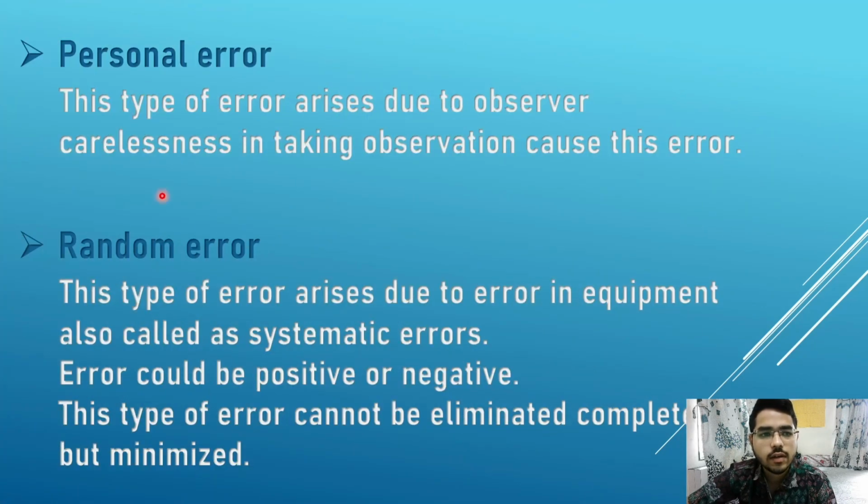Now turning to the next slide, personal error. This error usually occurs due to the observer; carelessness in taking observations causes this error. Now our next error is random error. This type of error arises due to the error in the equipment, also called systematic error. This error is actually due to faulty equipment. Error could be positive or negative. This type of error cannot be eliminated but can be minimized by using a good measurement device.